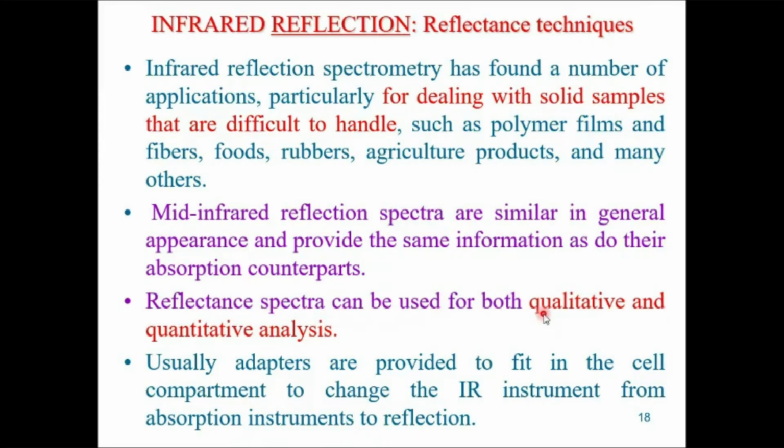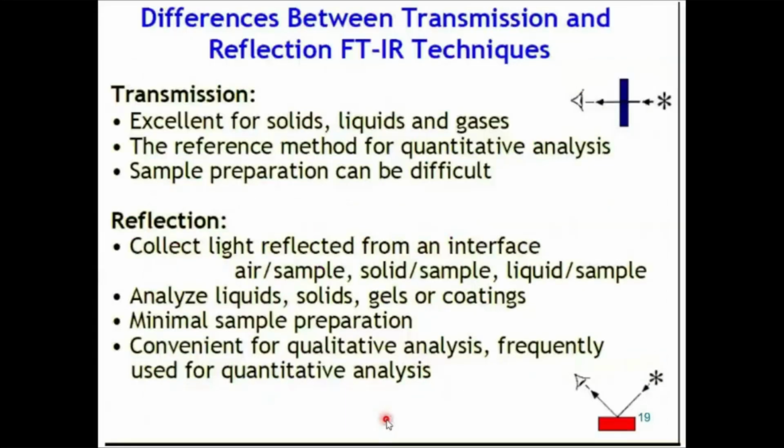Now, usually there are adapters. These adapters are provided to fit in a cell compartment to change the IR instrument from absorption to reflection. So you don't have to change the entire instrument. In your instrument, you need to just fit those adapters, and you will use the same instrument for reflectance as for absorption. Now, the phenomena between transmission and reflection, I think I can skip this part. This much you can understand.